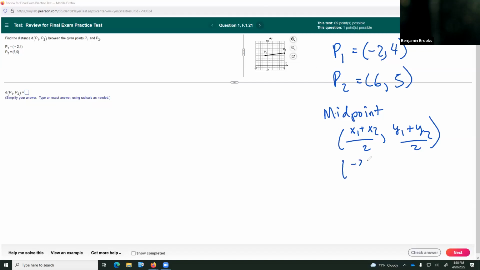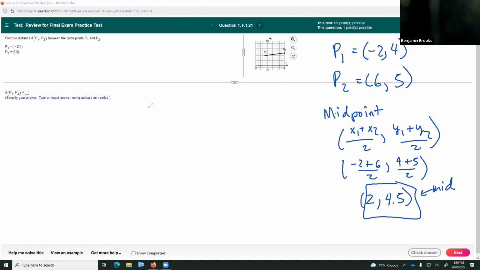So you end up with (-2 plus 6) over 2, and (4 plus 5) over 2 in this particular situation. -2 plus 6 is going to be 4. 4 over 2 is 2. And then 4 plus 5 is 9. 9 over 2 is 4.5. So that would be your midpoint.